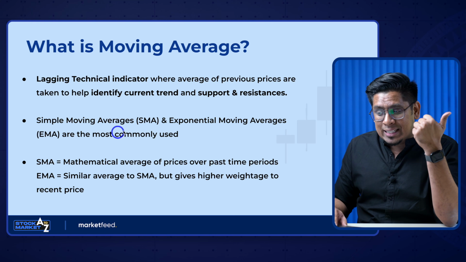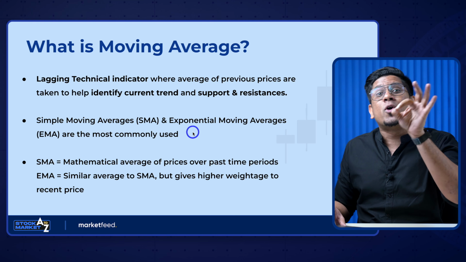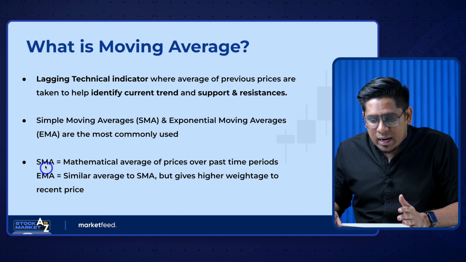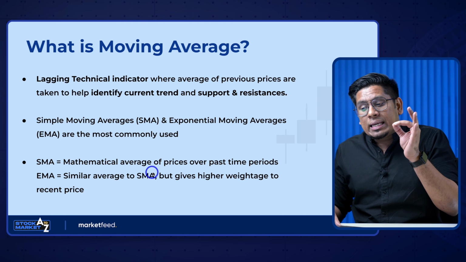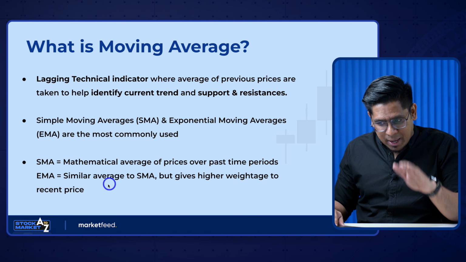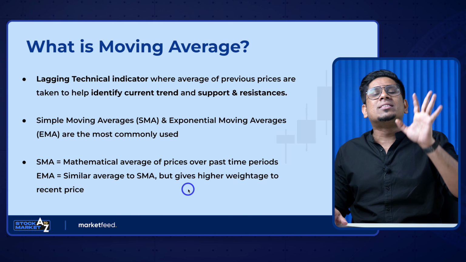Number one is SMA or simple moving average, and number two is EMA or exponential moving average. Very important to understand this, right? So if you come here, you can understand here. SMA or simple moving average is the mathematical average of prices over the past time periods. And EMA is very similar to SMA, but it gives higher weightage to recent price.